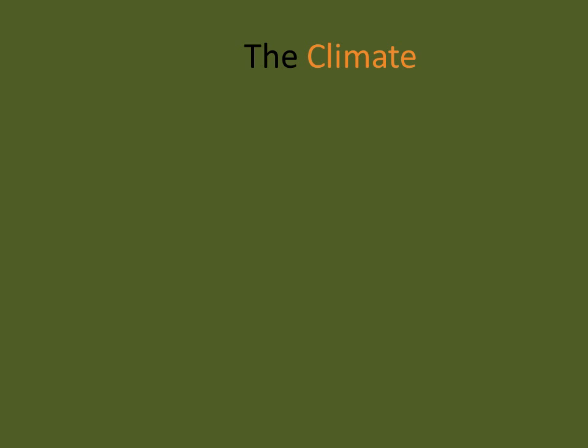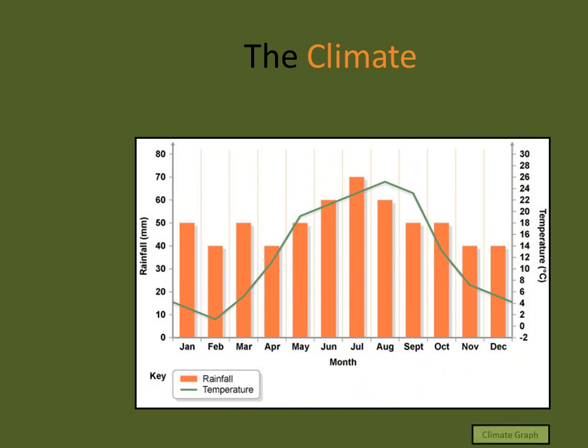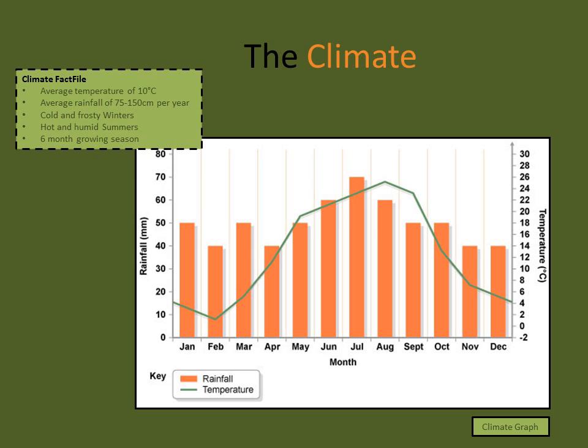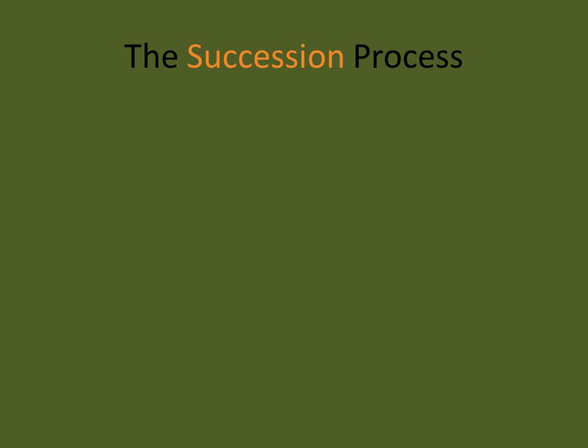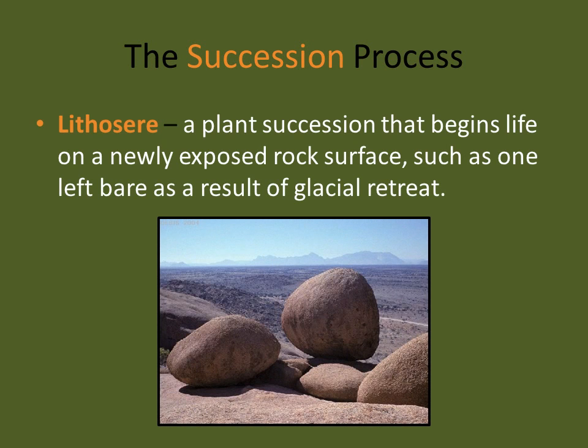The climate of the deciduous forests is characterized by average temperatures of 10 degrees Celsius, average rainfall of 75 to 150 centimeters per annum, cold and frosty winters, warm and humid summers, and a 6-month growing season. The climate graph reflects the fluctuations of temperature and precipitation for a typical deciduous forest in the northern hemisphere, for example in Sherwood Forest. It must be noted, however, that the trend of the climate graph for a forest in the southern hemisphere would reverse.